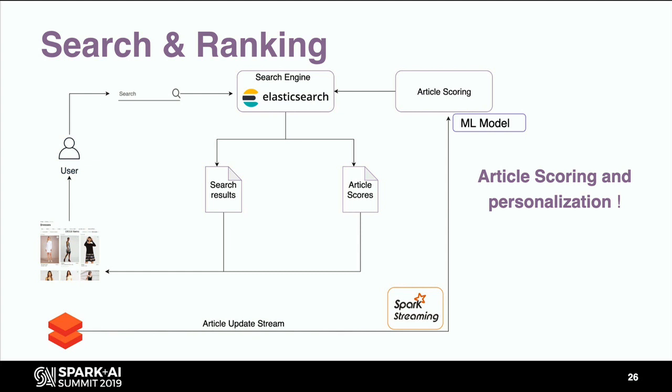When you make a search, the search results are first returned, and then they are joined with the article scores to finally render it to you on your web page. So a lot of things go on behind it.